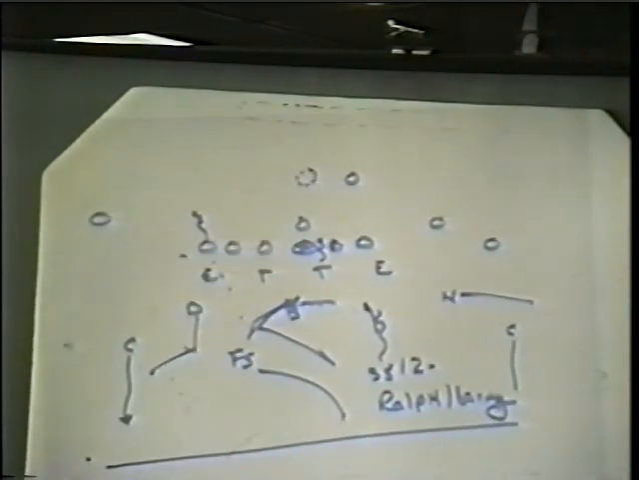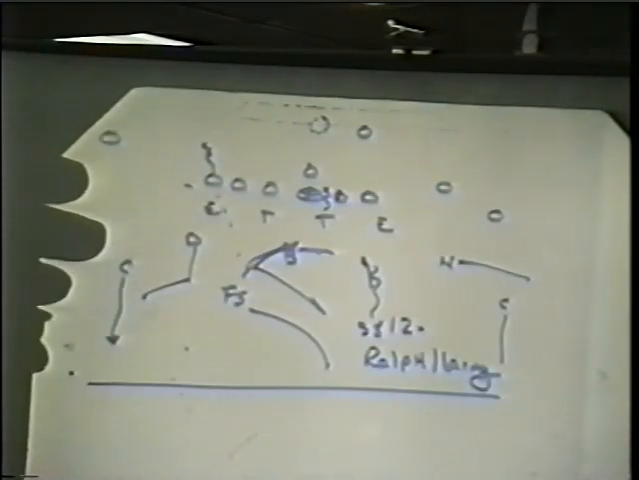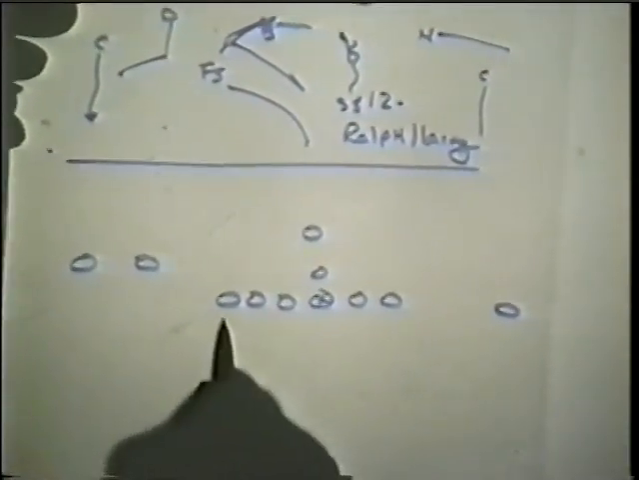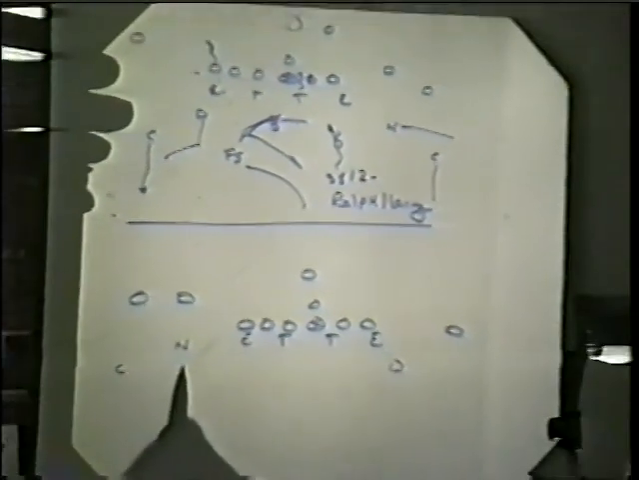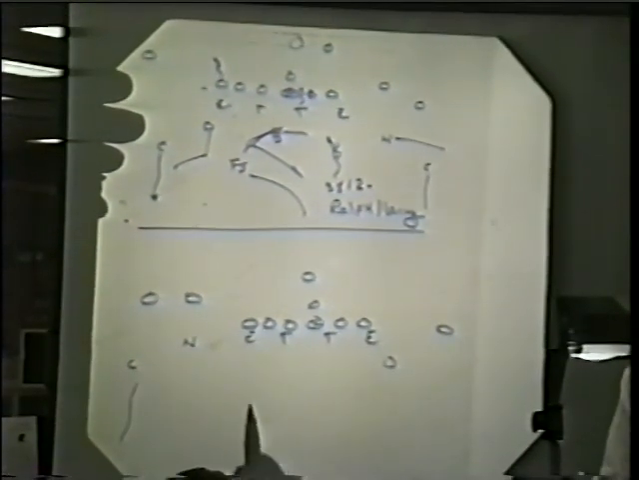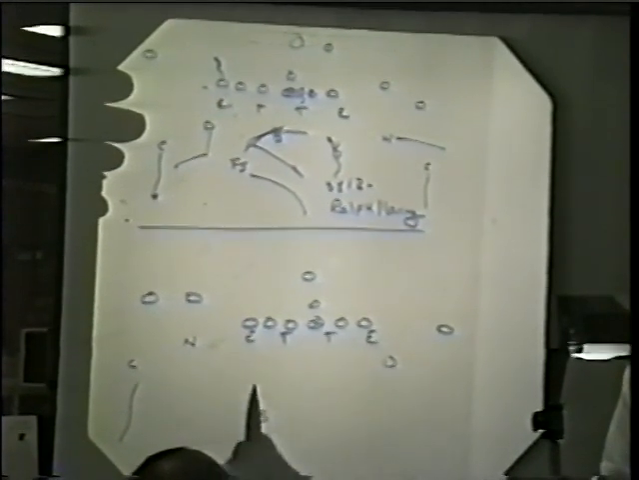And again, just based on the tendency of what they do out of the set, if they're giving you both looks. If they're in trips, now we're going to bring the safety zone over here. The nickel is always weak. The dime is always, or the nickel is always strong. The dime is always weak.